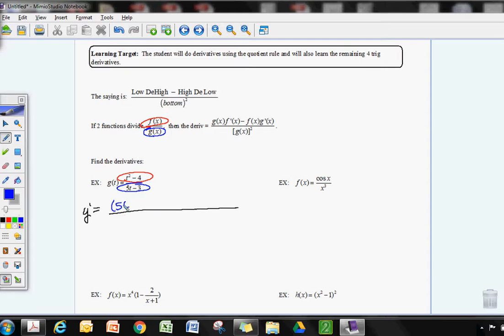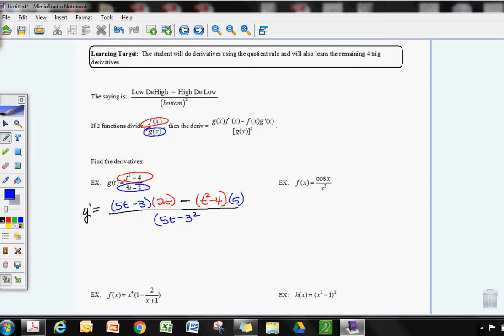That's 5t minus 3. D high. D high is the derivative of the top. That's only going to be a 2t. Low D high minus. So we've got a subtract sign. High, well, that's just my t squared minus 4. D low is the derivative of the bottom. That turns out just to be 5. Square the bottom. So the bottom is 5t minus 3. And now I'm going to square that.